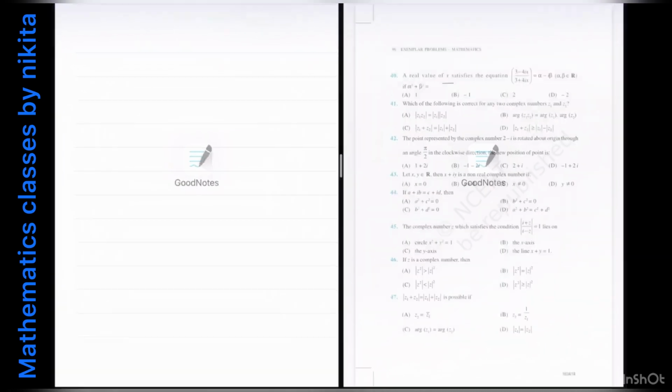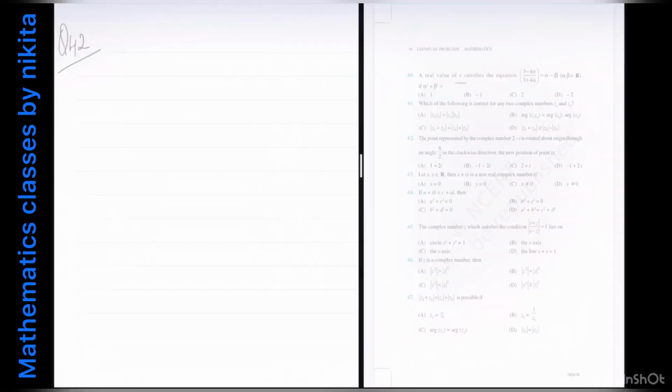So next question is question number 42. The point represented by the complex number 2 minus iota rotated about origin through an angle of pi by 2 in the clockwise direction. The new position of point is. Now first of all, what is this question saying? So let's understand this. So complex number जो given है, so let z equal to 2 minus iota.